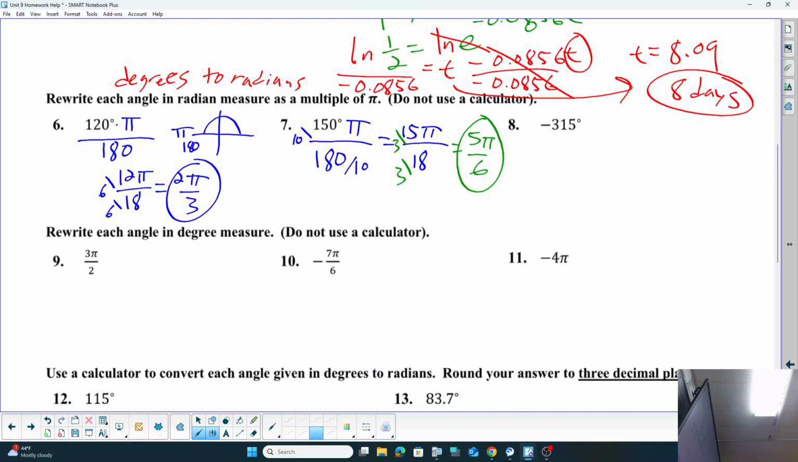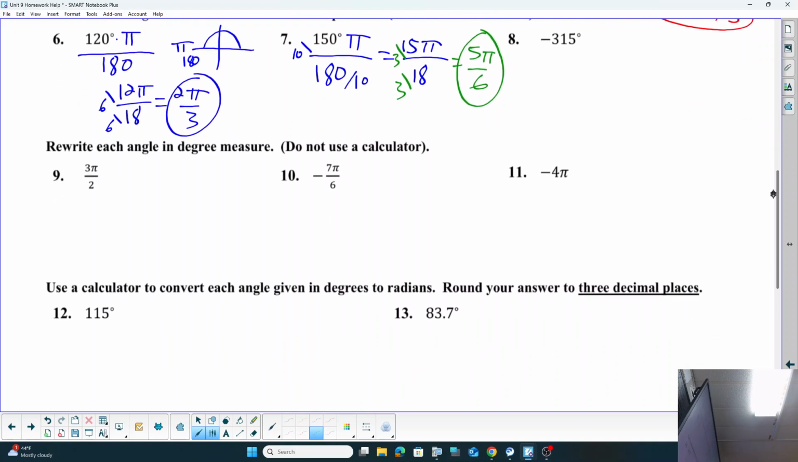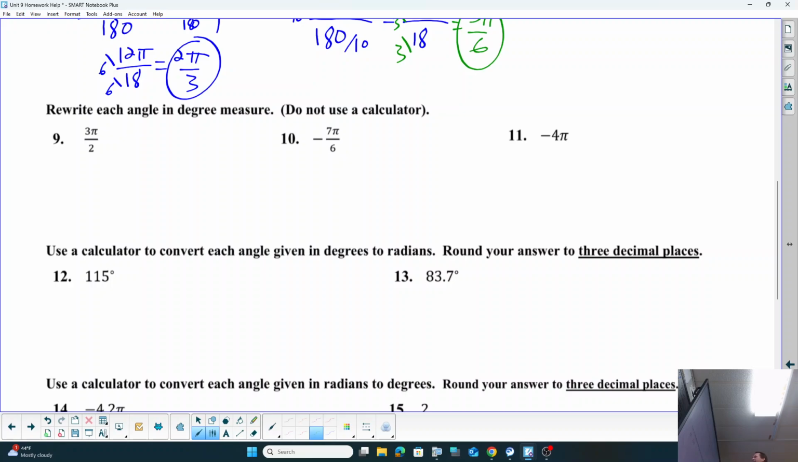You try number 8 now. Okay, rewrite each angle in degrees. So rewrite each radian to degrees is what that's actually asking for. So now we're going to go back the other way.